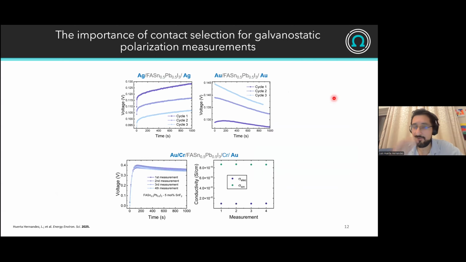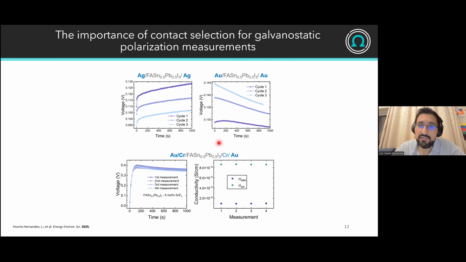And one of the actually big problems we found with this measurement was the selection of the metal contacts. For instance, when we use silver, what we see is that we observe this polarization curve. However, every time we took the measurement, we got different curves, right? So it was not a reversible process. And also we tried with gold, pure gold, and what we see in the first cycle, we observe this polarization curve where the voltage increases and then starts to decrease significantly. And then in the following measurements, this voltage decreases, which was not the expected behavior. It should stay relatively constant.